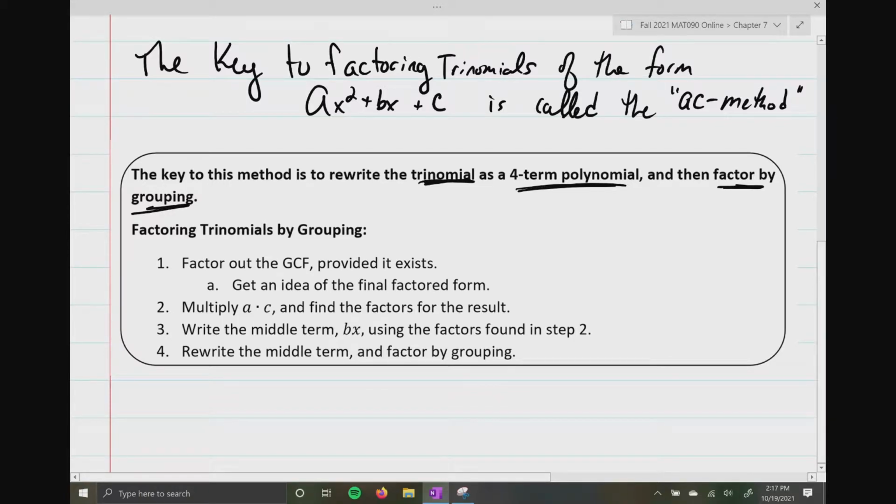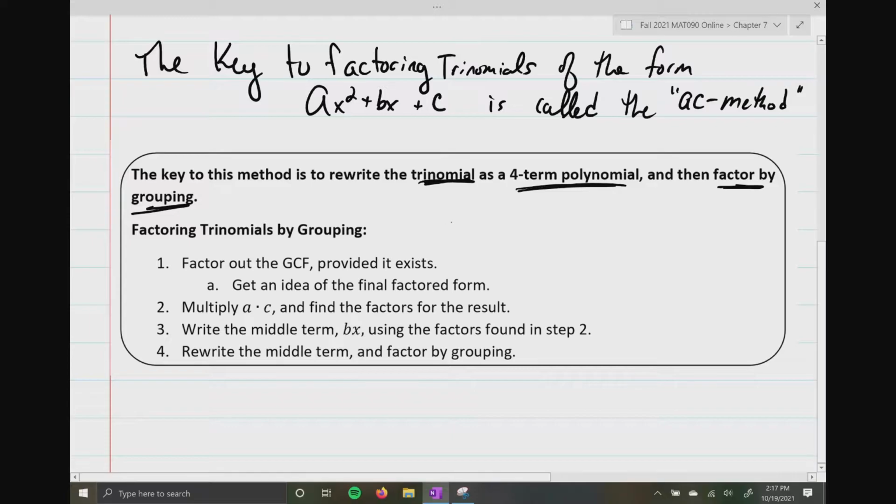Number 1, first, you always want to factor out the GCF provided it exists, all right? If it doesn't exist, that's fine. Here's the first part you're going to do: get an idea of the final factored form. I'll explain to you what that means in a second. Second, you're going to multiply A times C.